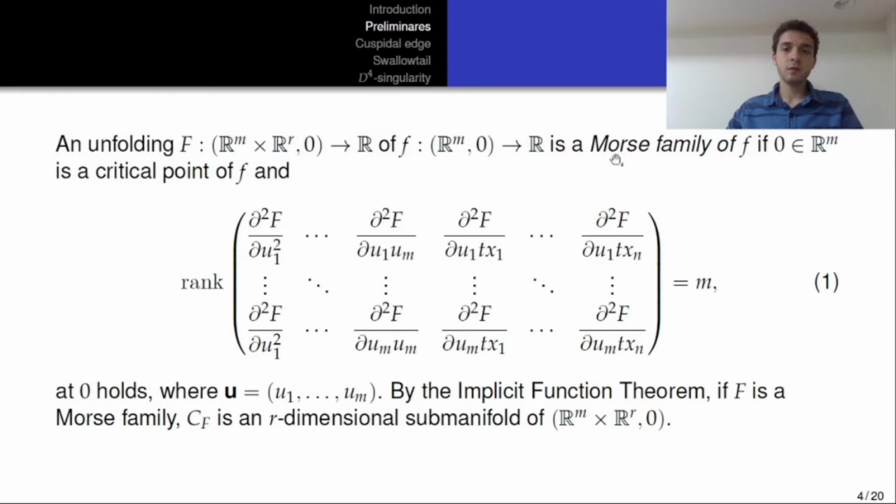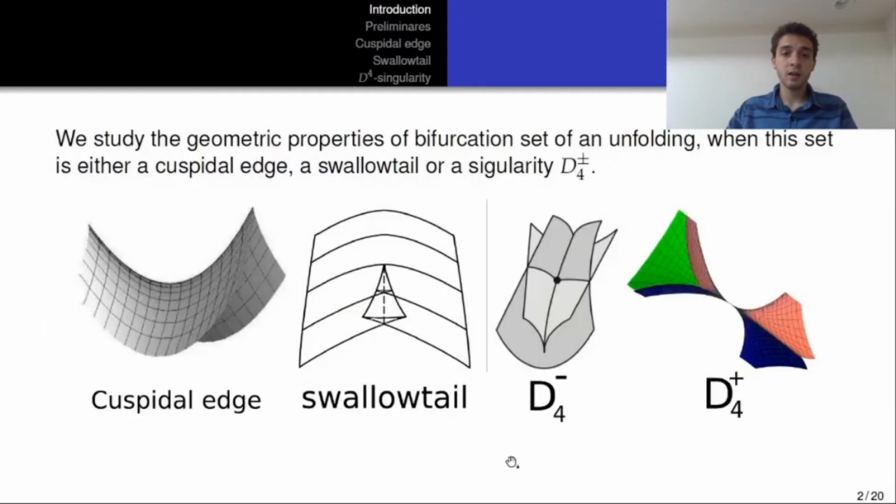Another definition is of Morse family. An unfolding F is a Morse family of f if 0 is a critical point of f and this condition is satisfied. This condition is very important to prove, together with the implicit function theorem, that the catastrophe set is an r-dimensional submanifold of Rm times Rr, and more than this, in our case, we use r as 3, and we use this condition to prove that the bifurcation set will be a two-dimensional surface.